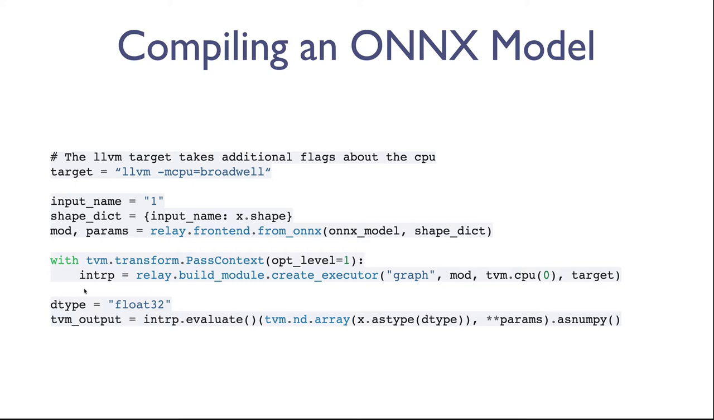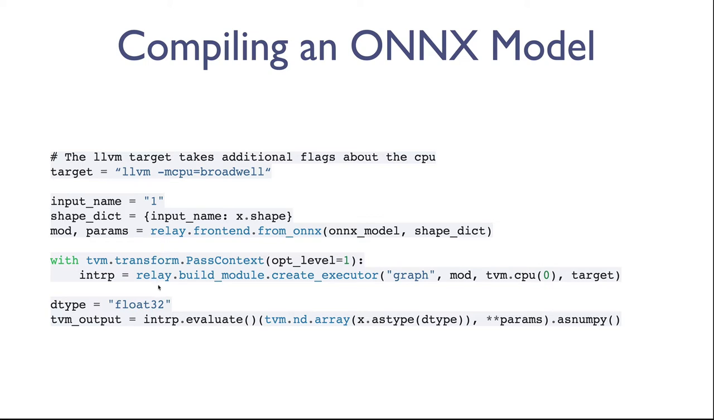So now we're going to define a target for TVM. In this case, we're going to use LLVM, and we're going to specify the Broadwell CPU. Now, LLVM, as a target, has a number of different hardware options that you can set that will allow TVM and LLVM to compile the model more optimally. We set an input name and a shape dict, and then we compile the ONNX model to Relay.